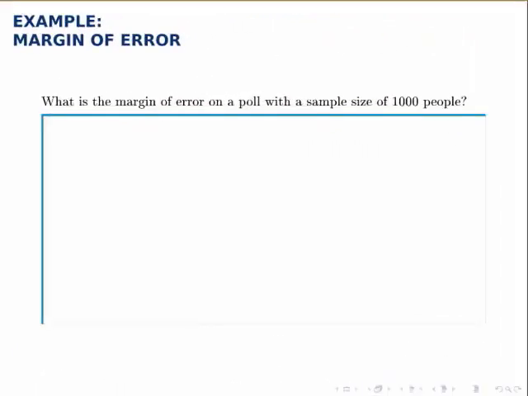This question asks, what is the margin of error on a poll with a sample size of 1,000 people? With the simplifying assumptions that we've made, the margin of error is 1 divided by the square root of the sample size as a percentage. So this will give us a decimal, and then we'll write it as a percentage. To do that, some people write that this times 100% is the margin of error. And that times 100% just converts that decimal into a percentage. Again, there's some simplifying assumptions that lie behind this, but for our purposes, this is good enough.